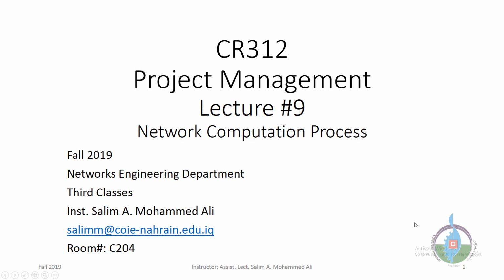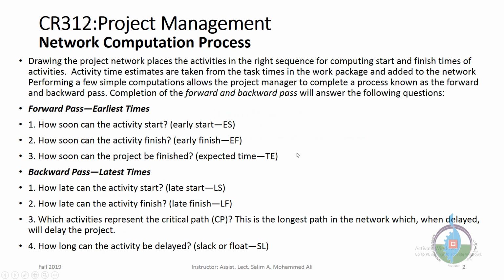Students, this is lecture 9, Network Computational Process. This lecture is a continuation of lecture 8. In this lecture, we are going to discuss how to compute project networks. There are two methods. Method 1 is forward pass, or earliest times, and method 2 is backward pass, or latest times.